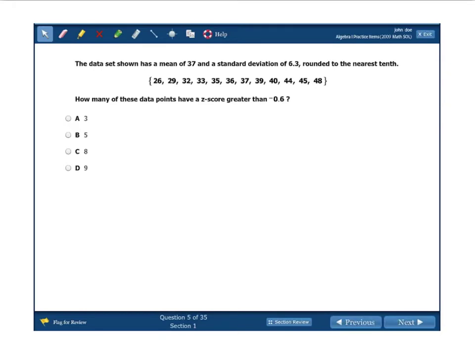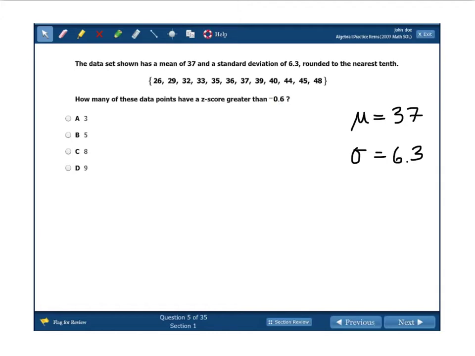All right, the data set here has a mean of 37 and a standard deviation of 6.3. Let's get used to seeing those symbols so that we're comfortable with them. So maybe you go ahead and you write these two things down. Rounded to the nearest tenth, that's your standard deviation. So there's your data set right there. How many of these points have a z-score greater than negative 0.6? Okay, greater than negative 0.6.